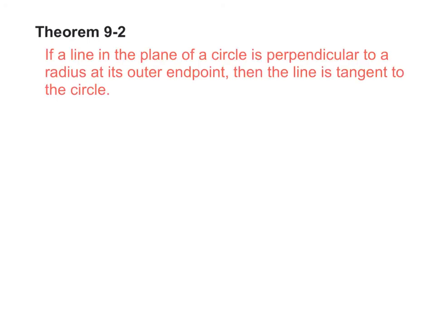So we've got another theorem here, theorem 9-2. This theorem states, if a line in the plane of a circle is perpendicular to a radius at its outer endpoint, then the line is tangent to the circle. It's sort of like the converse of 9-1. So again, we can use the same figure that I used before, except now we're going to talk about having a radius, CA, and a line perpendicular to the radius at its outer point, then we know that that line, in this case the blue line, is tangent to the circle.